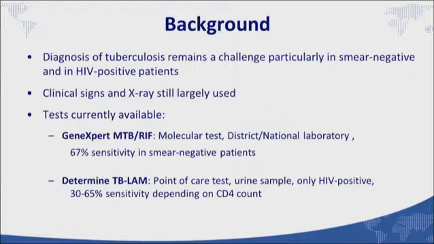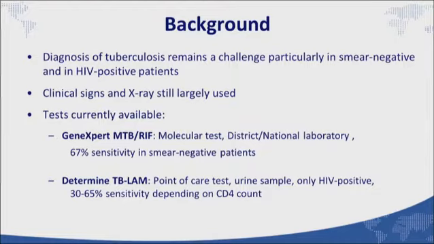However, we have two tests currently available. One is GeneXpert, and the second one is TB-LAM. These two tests are very different tests. The first one, Xpert, is a molecular test. It requires a laboratory, so it has to be done at the district or national level. And in a meta-analysis, the sensitivity in smear-negative patients was 67%.